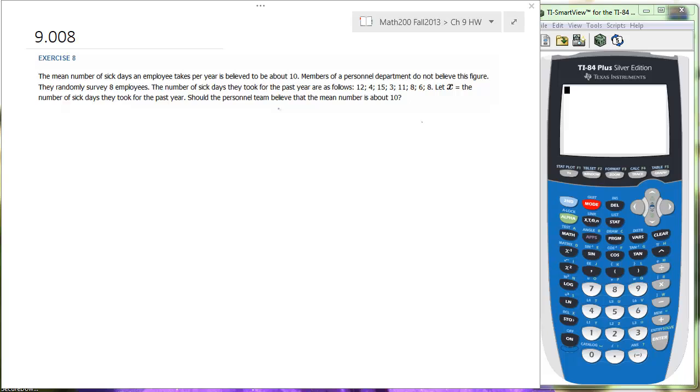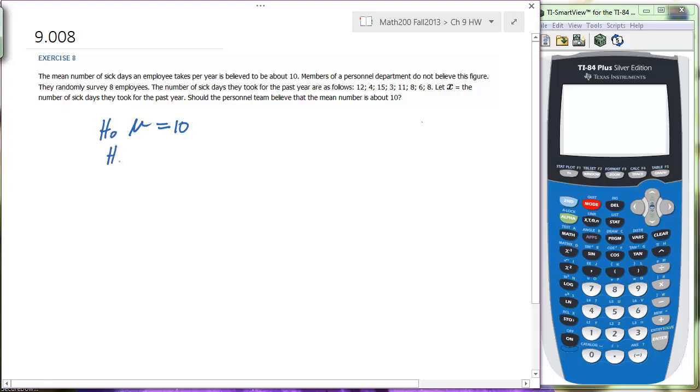So it looks like our setup would be a mean that's equal to 10, which will end up being your null hypothesis, and your alternative hypothesis is to say that mu is not equal to 10.